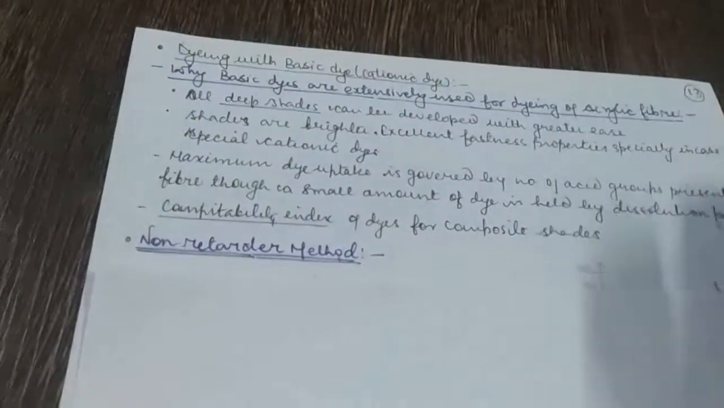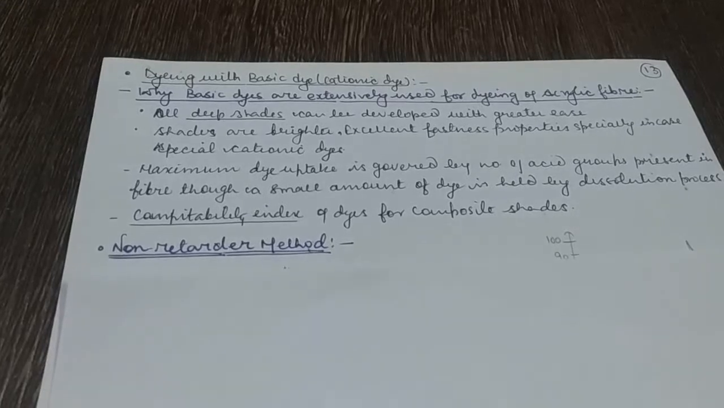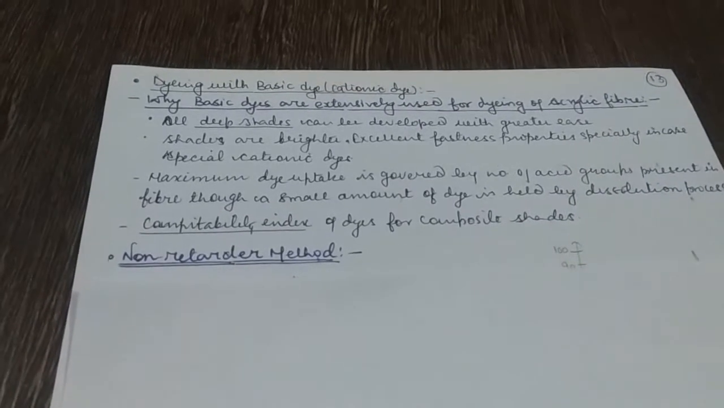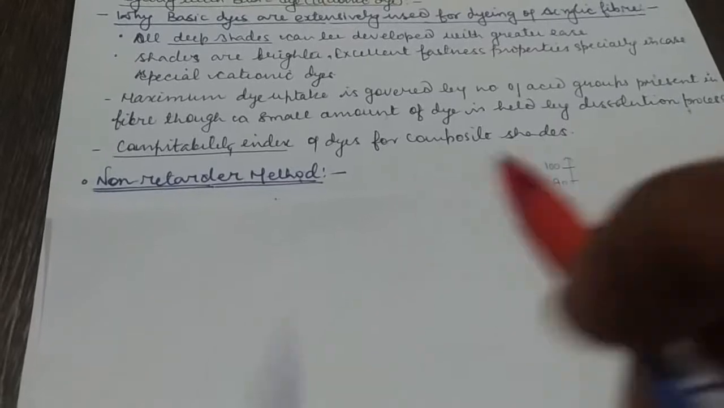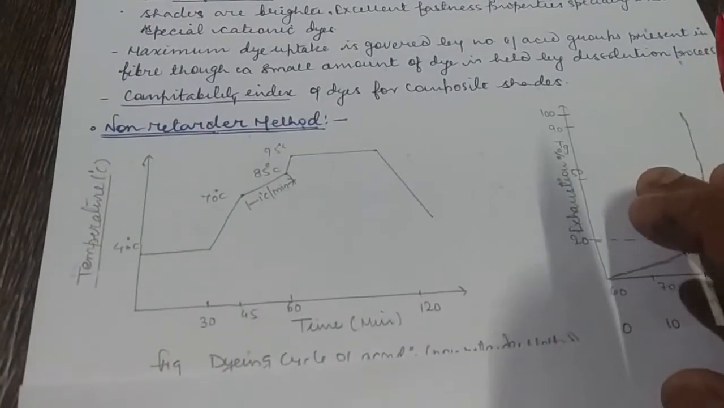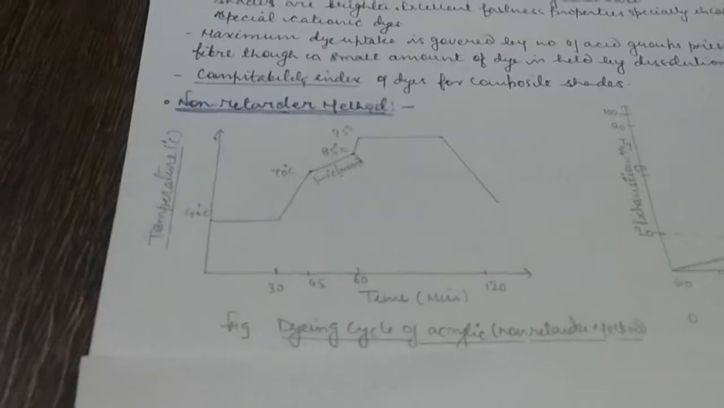Basic dyes can generally be applied by two methods. The first is the non-retarded method, and the second is the retarded method. As the names suggest, there is a general difference in the use of a retarder. Here we will discuss the non-retarded method. In the non-retarded method, as the name suggests, no retarder is used in the dye bath.